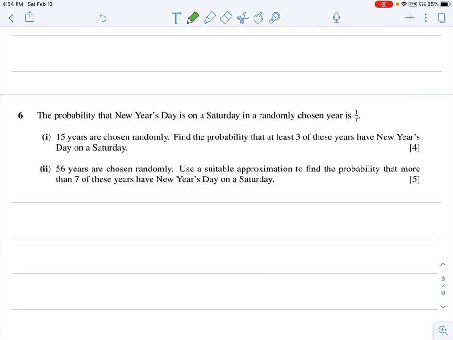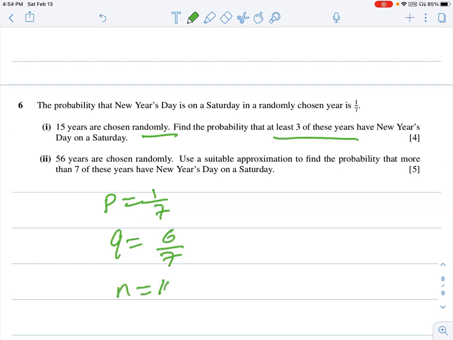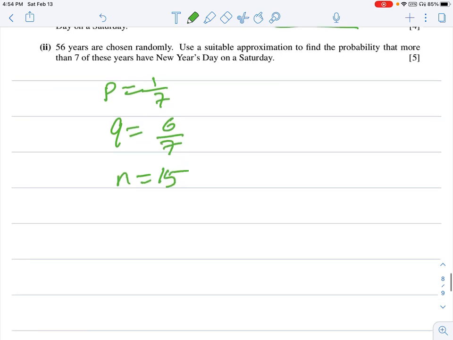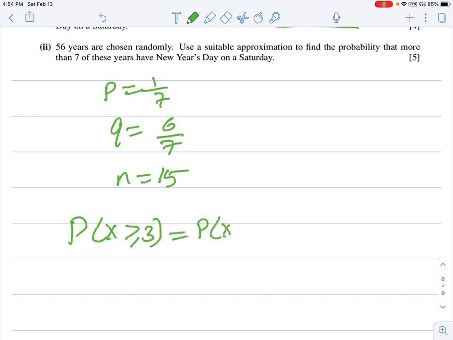Question number 6. The probability that New Year's Day is on Saturday in a randomly chosen year is 1 upon 7. 15 years are chosen at random. Find the probability that at least 3 years. So probability of success is 1 upon 7. Probability of failure is 6 upon 7. So n is equal to 15. That at least 3 years, so means probability of x greater than or equal to 3. Means it is 3, 4, 5 and so on till 15, which is very large to add out.